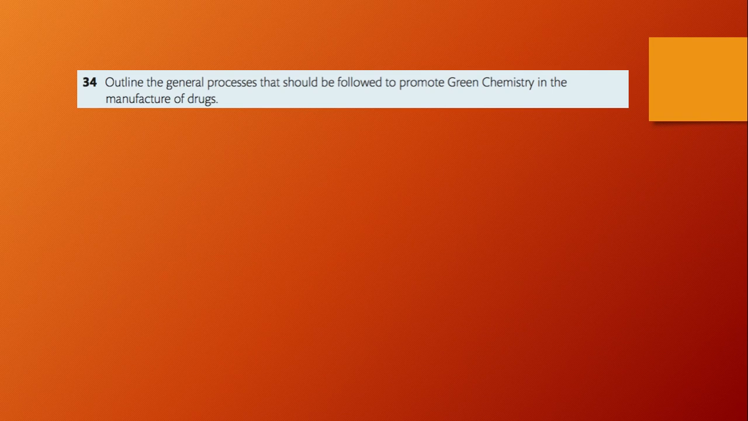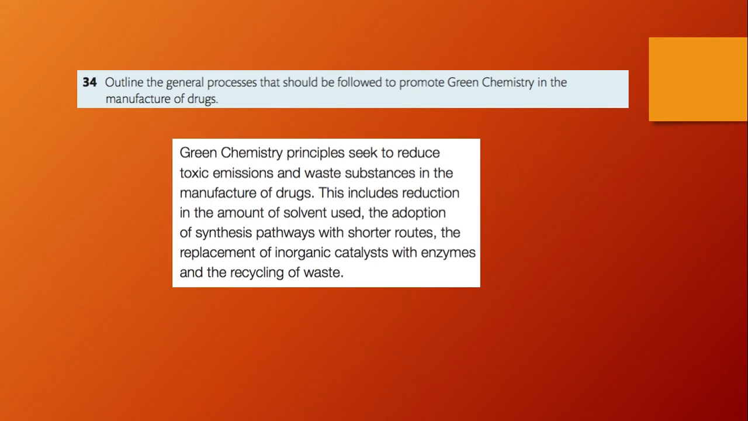And last but not least, number 34 says, outline the general processes that should be followed to promote green chemistry in the manufacture of drugs. So you can go through that list of green chemistry principles, but in general, they seek to reduce toxic emissions and waste substances in the manufacture of drugs. This includes reduction in the amount of solvent used, the adoption of synthesis pathways with shorter routes, the replacement of inorganic catalysts with enzymes, and the recycling of waste.